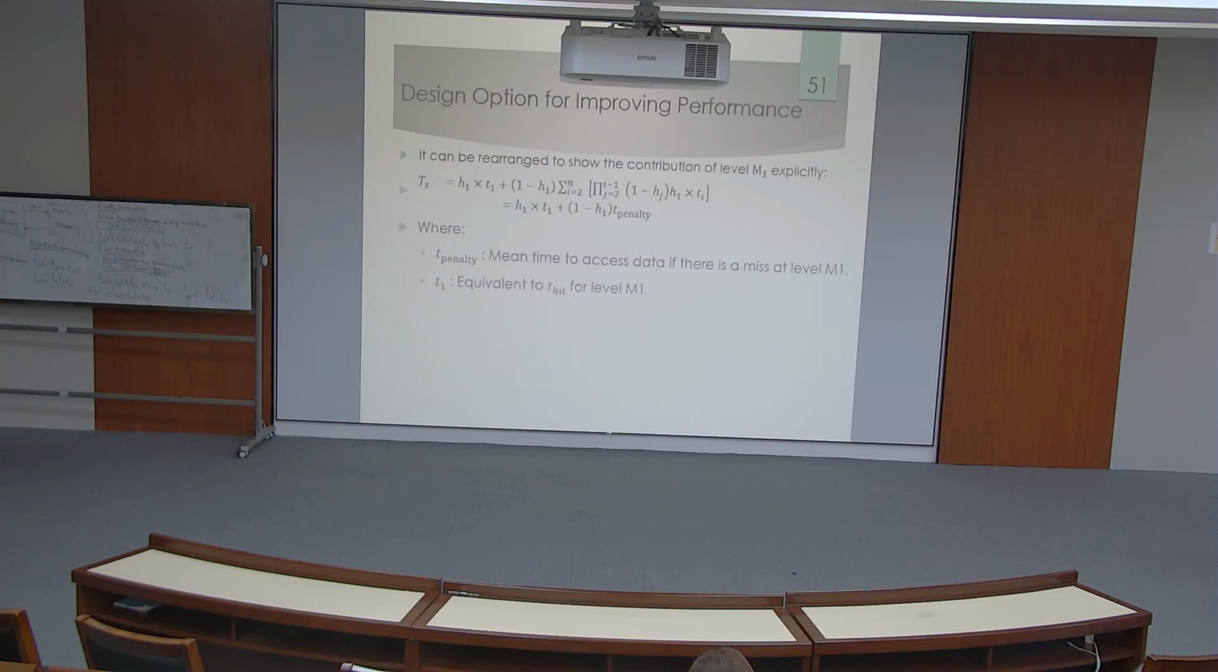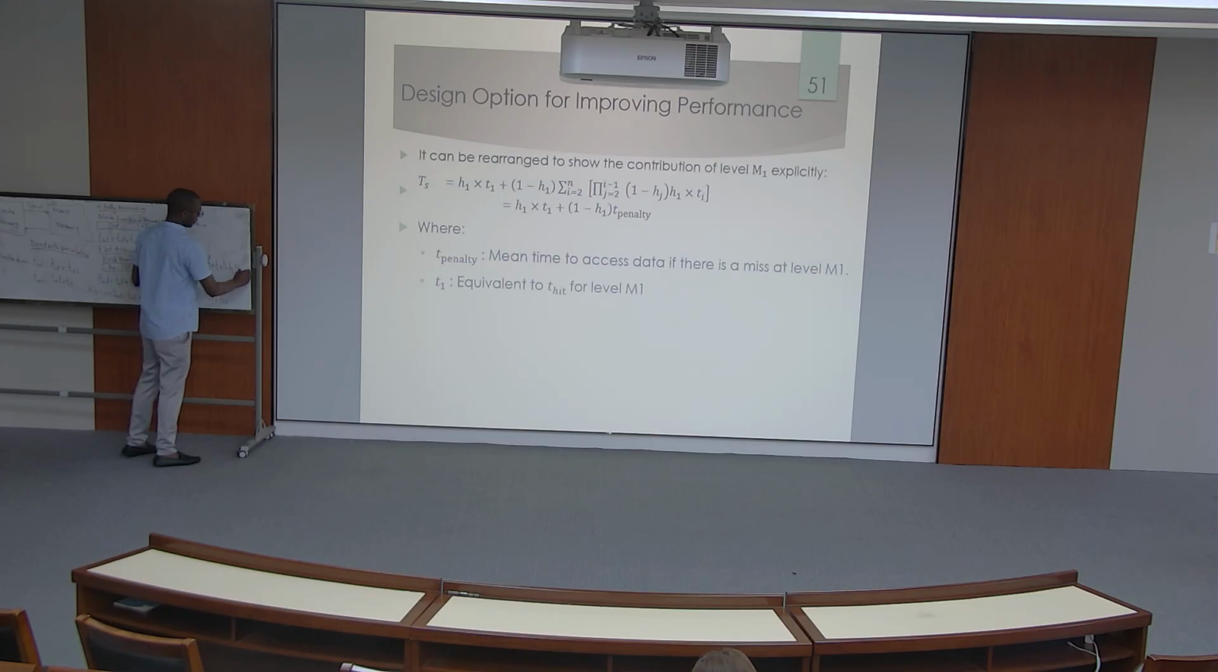So we talked about this arrangement to show the contribution of the level 1 memory explicitly. So we have the average access time, which is equal to the time that the system spent on retrieving the data when it is available in the level 1 memory, that is h1 times t1, plus 1 minus h1 times the t penalty.